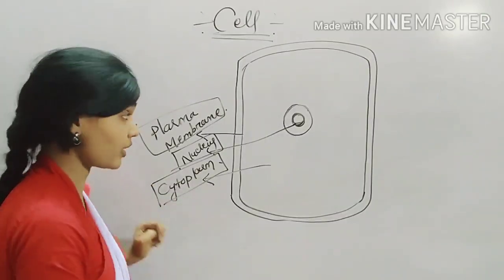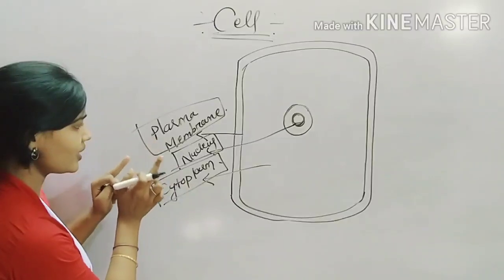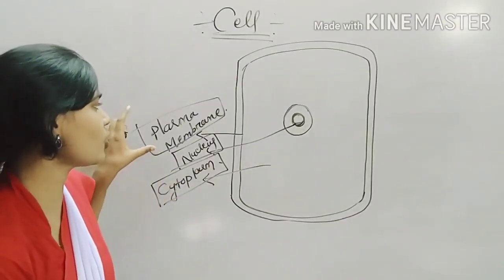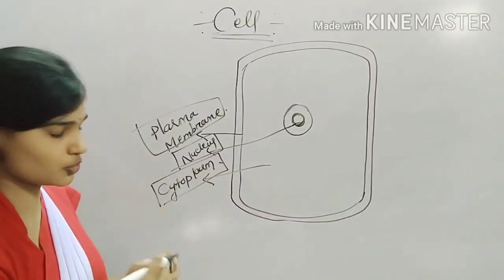Here you have to remember that. What are the basic components of the cell? Plasma membrane, nucleus, and cytoplasm.